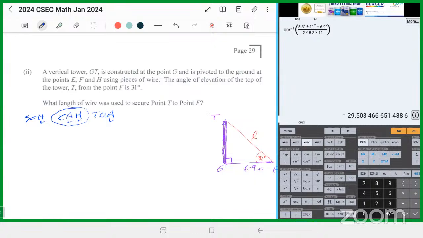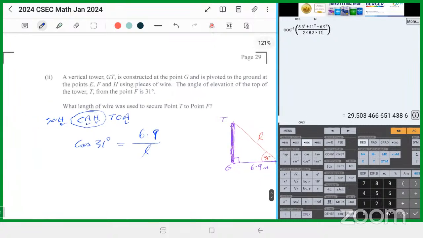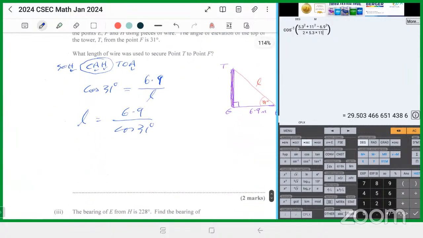So when I say the cos of that 31 degrees angle of elevation is adjacent, which is the 6.9, over the hypotenuse that we're trying to find, which is the L. 6.9 over the hypotenuse, which is L. And to find the L, we're going to multiply by L and then divide by the cos of 31 to make L the subject. So the L becomes 6.9 divided by the cos of 31 degrees. Now we'll just work this out with the calculator.